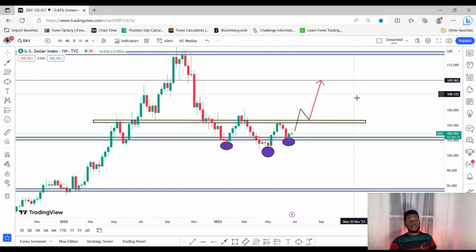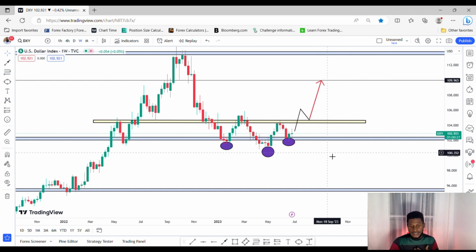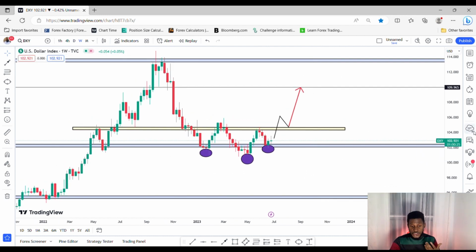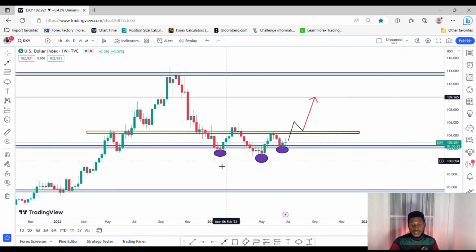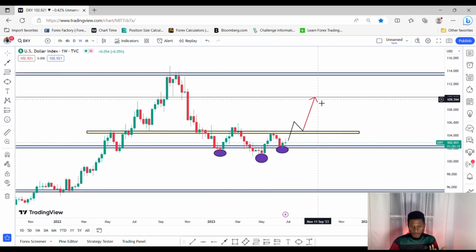Because it's a reversal pattern. So potentially on the dollar index, I can see an inverse head and shoulder pattern, which means that potentially we can see the dollar rally up to this point if this holds strongly. And of course, it's a principle of price action. It is bound to hold.